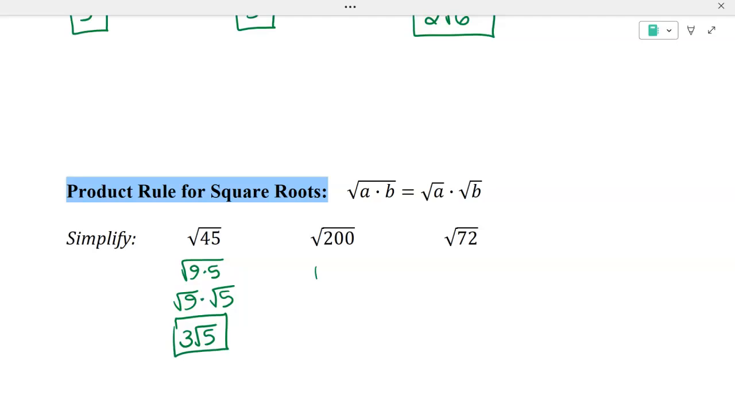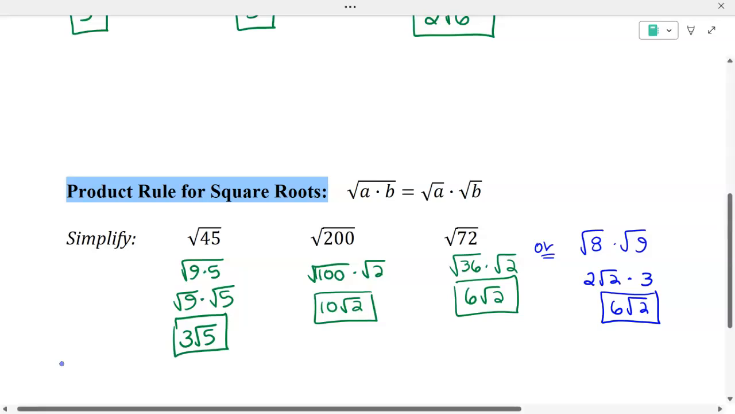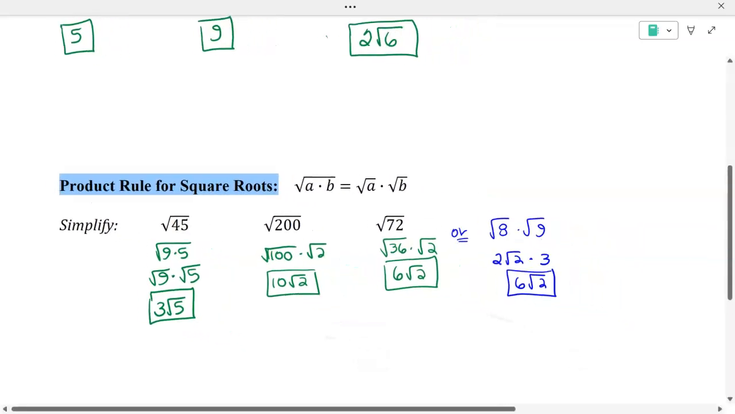Now, I want you to try the next 2 and then come back and check your answer. So I'll give you a second to check your answers. One thing that I do want to note on this last one, if you didn't recognize that 36 was the biggest perfect square that would go into 72, and you just remembered 8 times 9 gave you 72, that's totally fine. Just make sure anything outside your radical you're going to multiply together ultimately to get 6 radical 2.